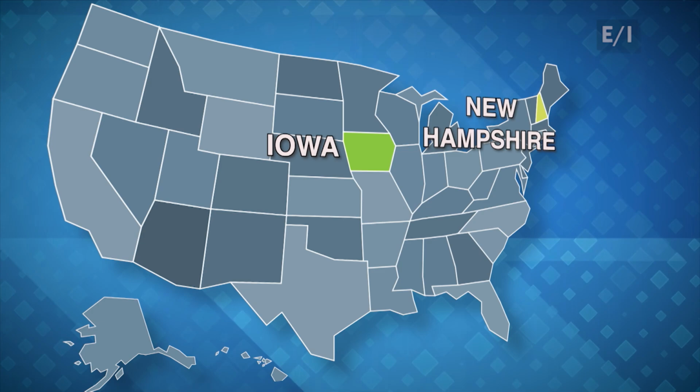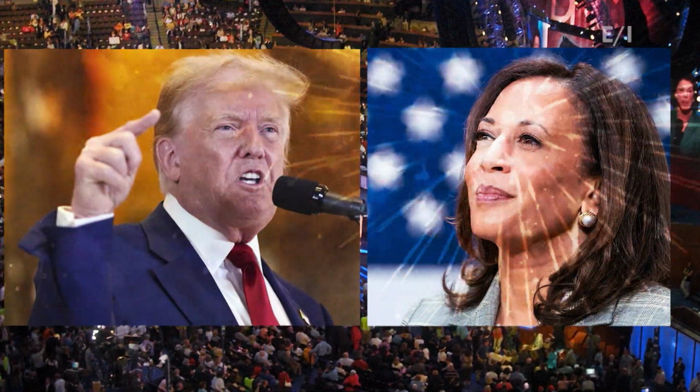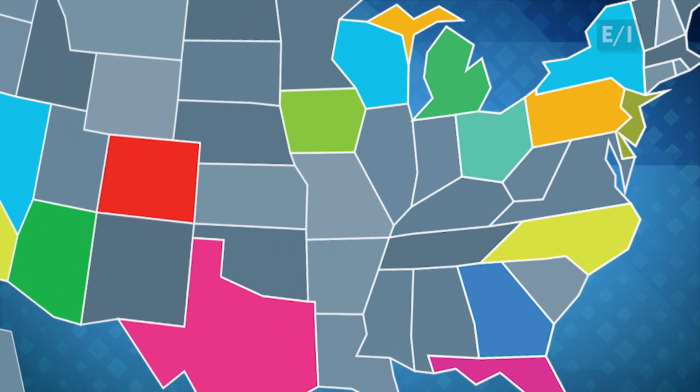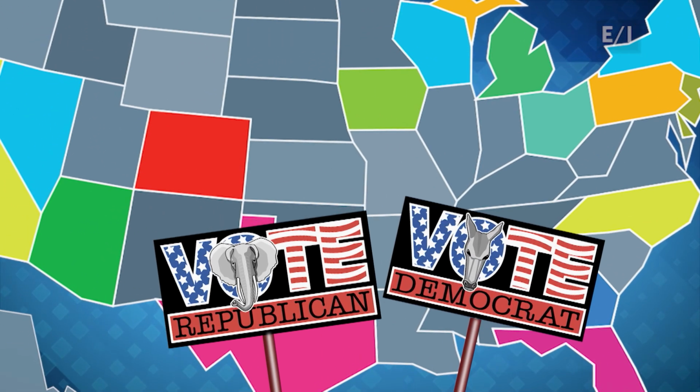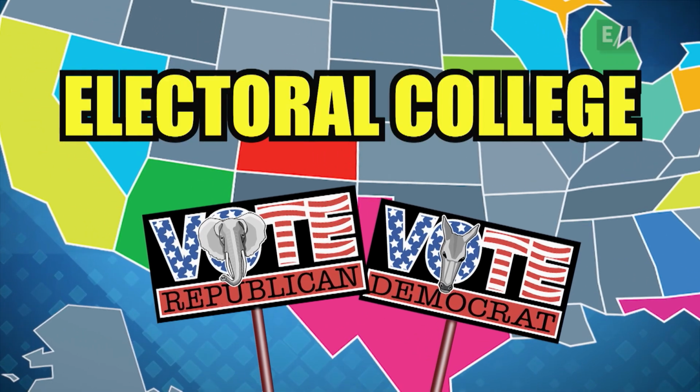The candidates for president campaign all across the country. First, you'll see them in the states with the earliest primary elections. Those elections lead to the conventions, where the political parties choose their nominees. After the conventions, the focus is on states that deliver a big punch in something called the Electoral College. And just what is that?